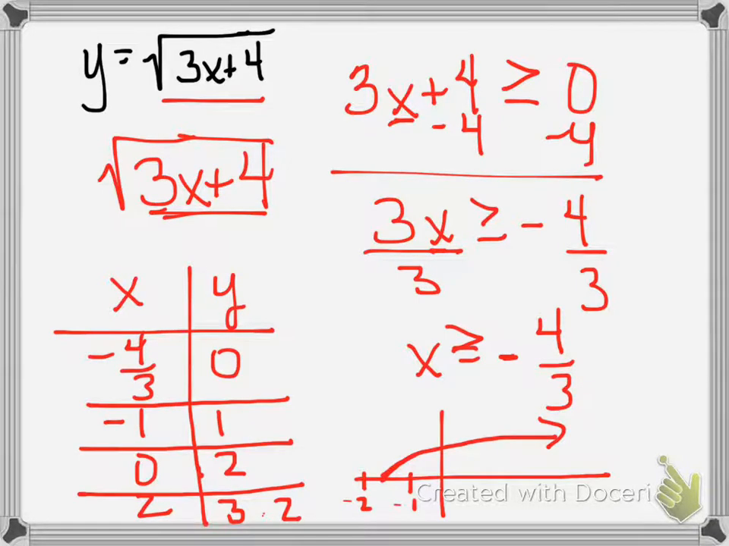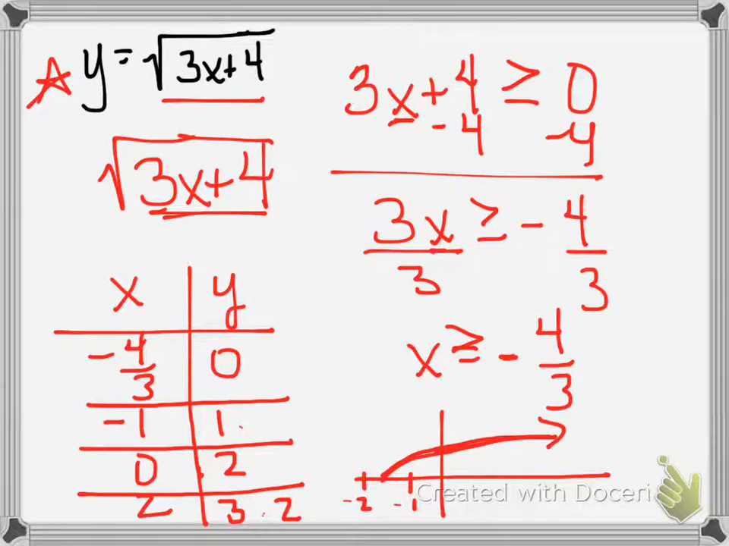I went ahead and filled out my table here, starting with negative 4/3. When x is negative 4/3, if you plug it into the original equation here, you get y equals 0. When x is negative 1, y is 1. When x is 0, y is 2. When x is 2, y is 3.2. And then I sketched out a graph here. So this is the graph of y equals the square root of 3x plus 4. You know the y-intercept is positive 2.